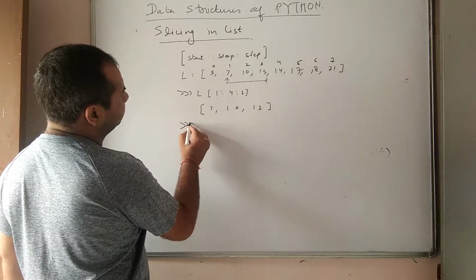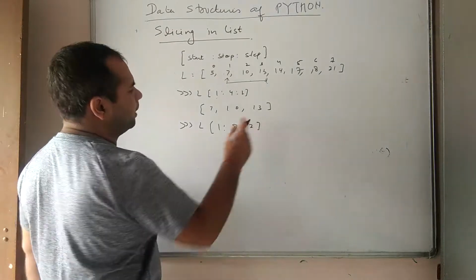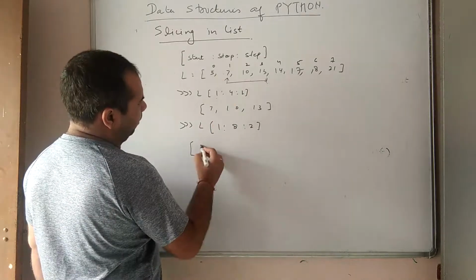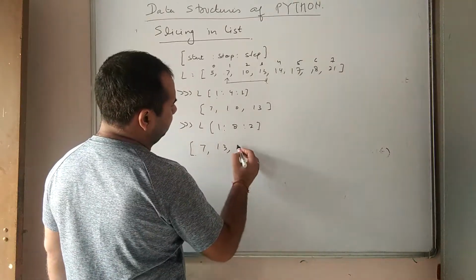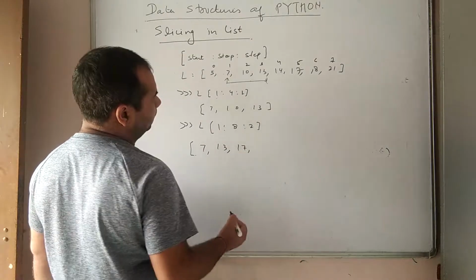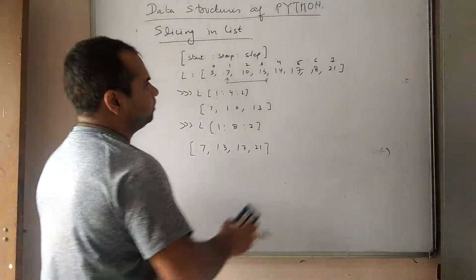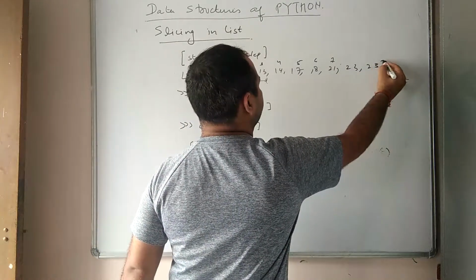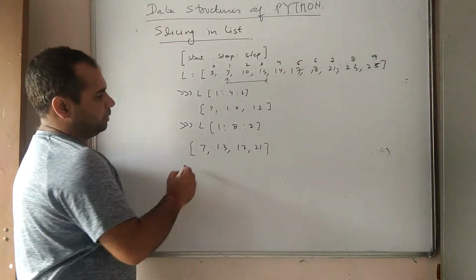Now if I write L[1:8:2], with a step of 2 jumping, then what will be the answer? It will be 7, then 13, then 17, then 21. Let us increase it. 23, 25, 8, it is 9, right? So this will be your answer.